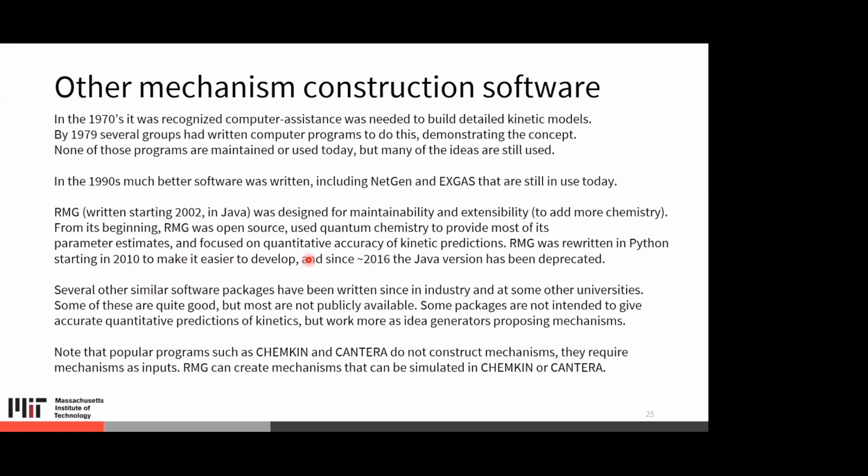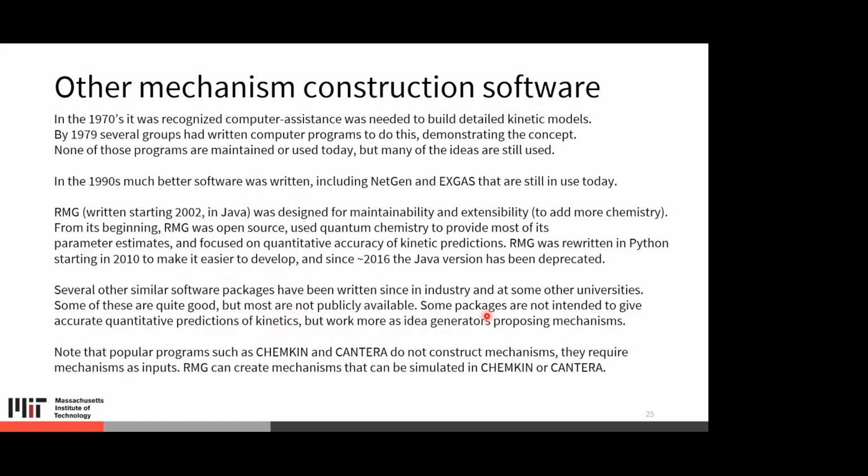Since this time, several other groups in industry and different universities have built software packages that are somewhat similar to RMG. And some of them are pretty good. But I think very few of them are publicly available. They're mostly internal tools for the groups. And sometimes the industry groups don't want to use RMG directly and be part of an open source thing. They want to have their own private stuff. But a lot of times they'll copy a lot of the things that are in RMG.